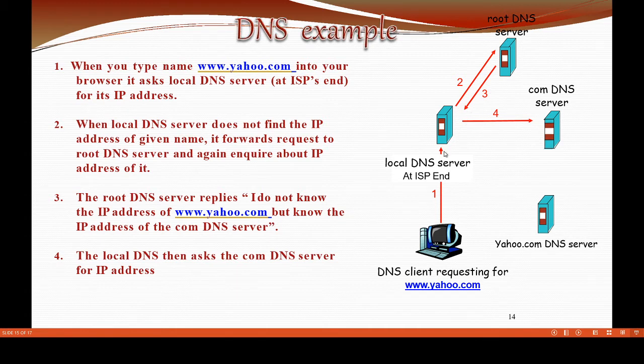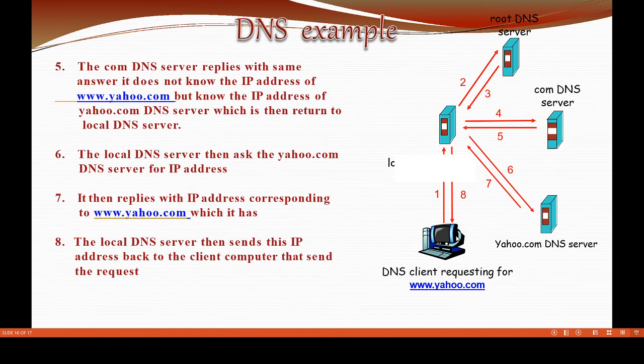Then the local DNS asks the com DNS server. This is com, which means commercial, so all the commercial data should be stored there. So the local DNS then asks the com DNS server for the IP address. This is the example of a DNS server. Then the .com DNS server replies with the same kind of answer.